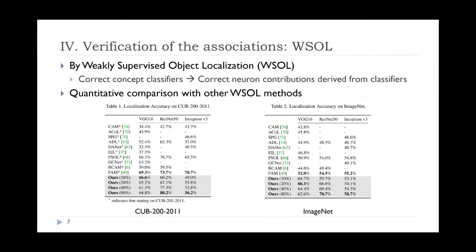After obtaining the associations, we may wonder, are they valid? So we do verification by the task of weakly supervised object localization. The logic is, a correct concept classifier should successfully locate the target objects. Then, the neuron contribution scores derived from the classifier should be correct. The two tables on the slide show that Hint has higher localization accuracy than existing methods across different backbone models on CUB and ImageNet datasets.